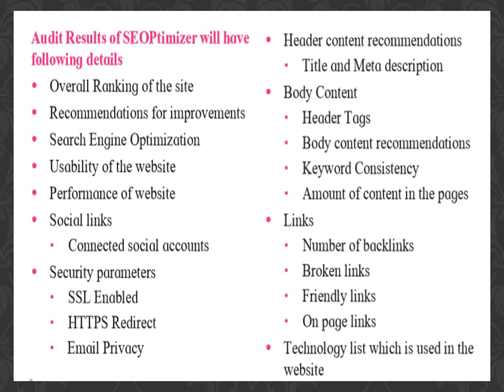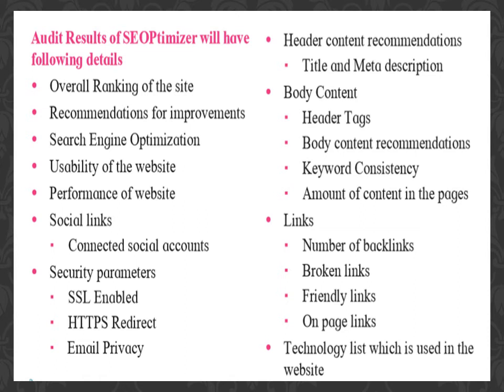Then recommendation for improvement. As you know, we already saw that it shows the recommendations, where you have to improve your website, whether it is the title tag or meta description. Then next is search engine optimization: is there any need to improve in search engine optimization? Then usability of the website, then performance of your website, also the social links.